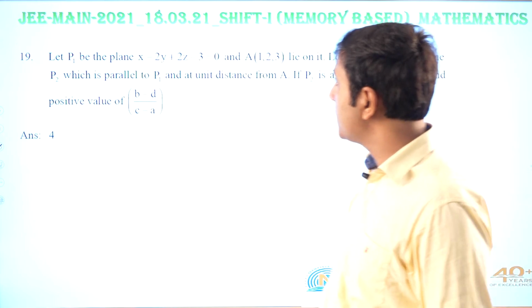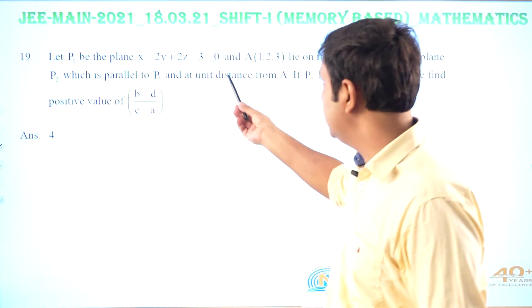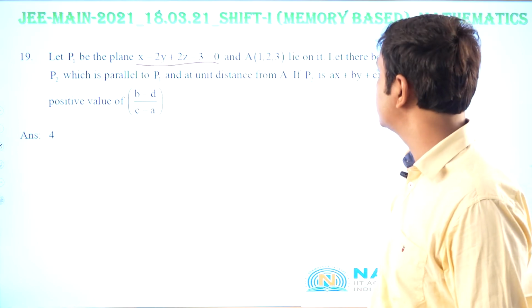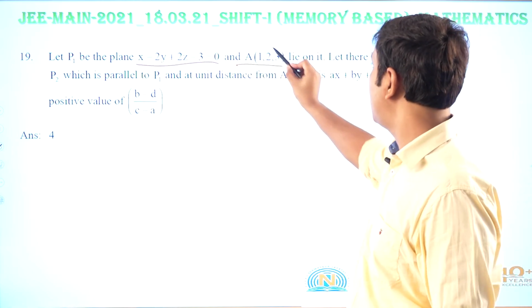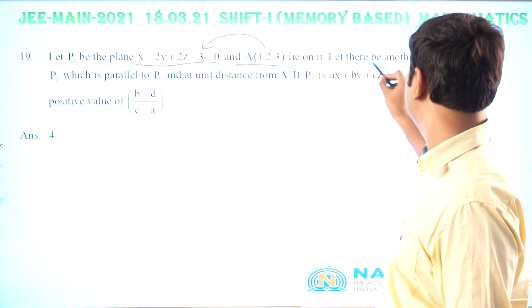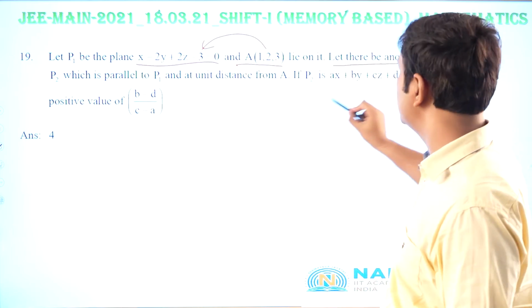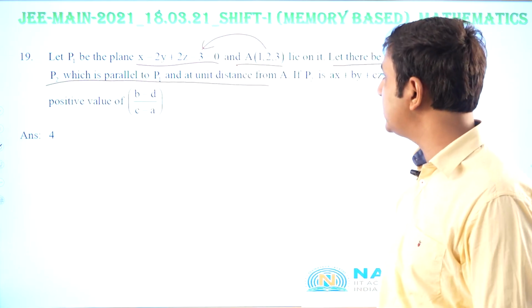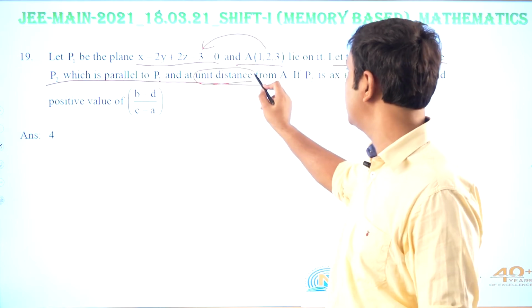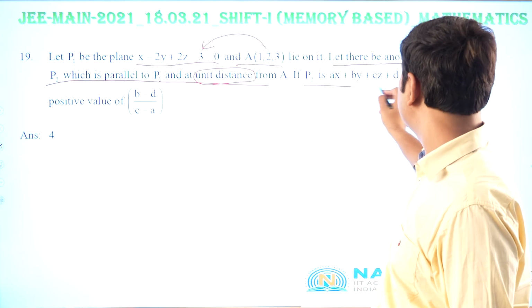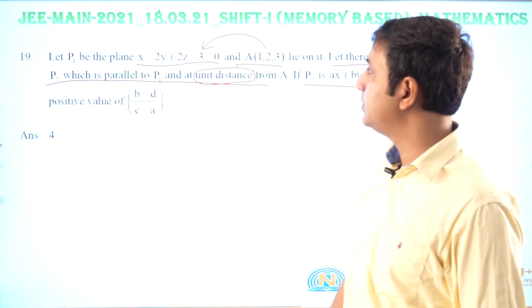In the next question, we have a plane x minus 2y plus 2z minus 3 is equal to 0, and there is a point on the plane, it lies on the plane. We are assuming a plane P2 which is parallel to the plane and at a distance of 1 from the first plane. Now let's try to find the equation of that plane P2.